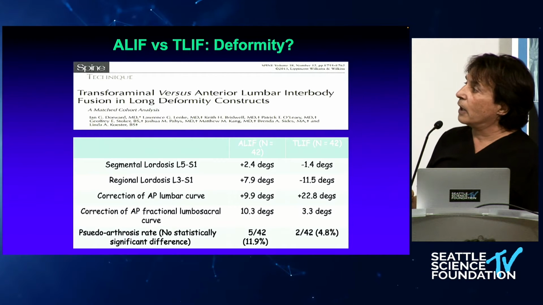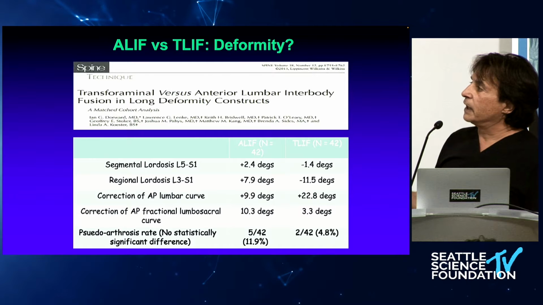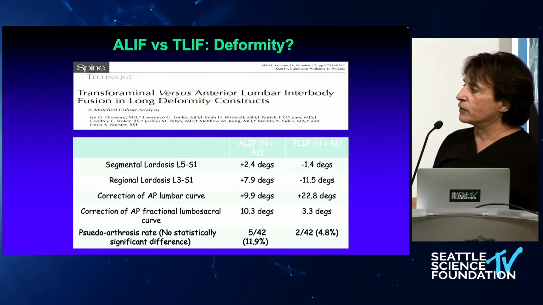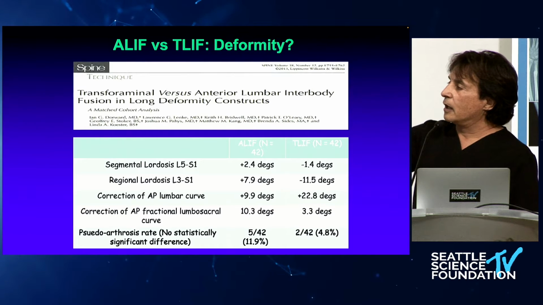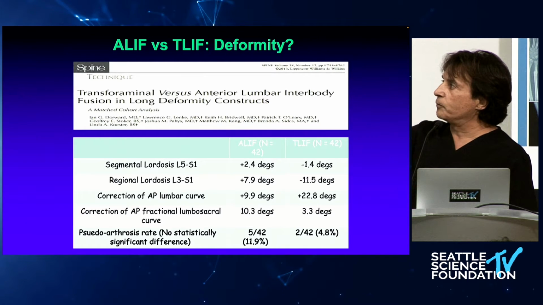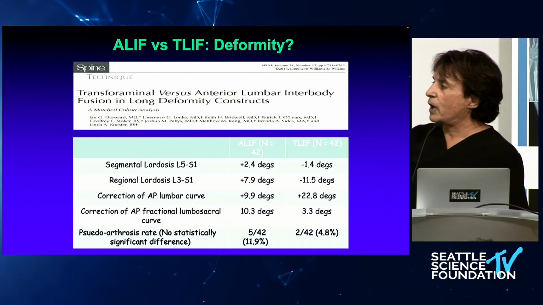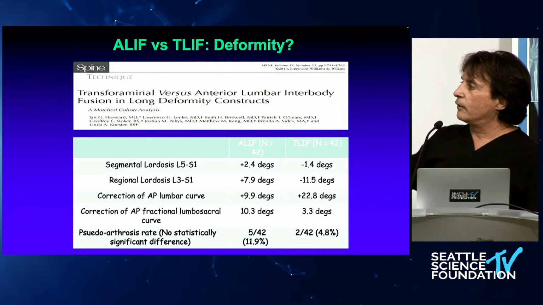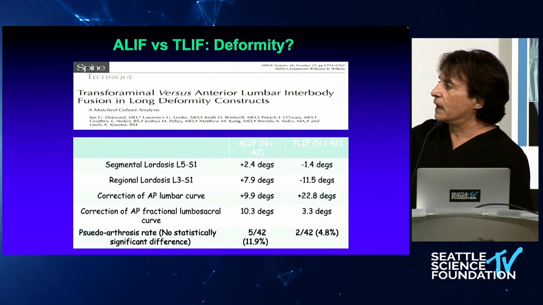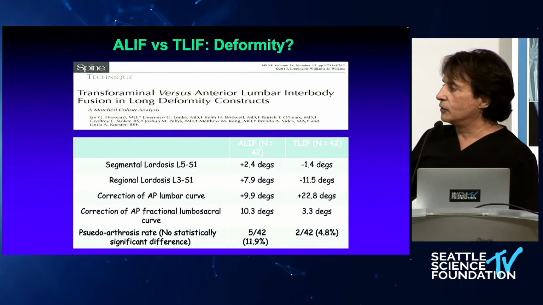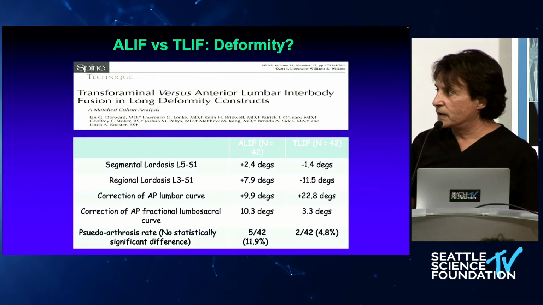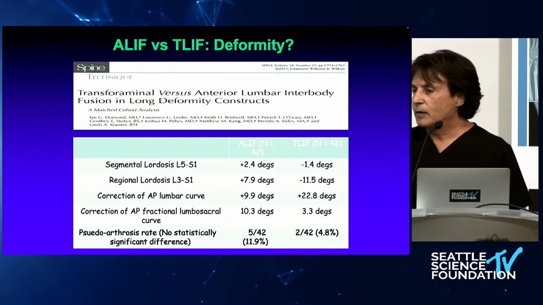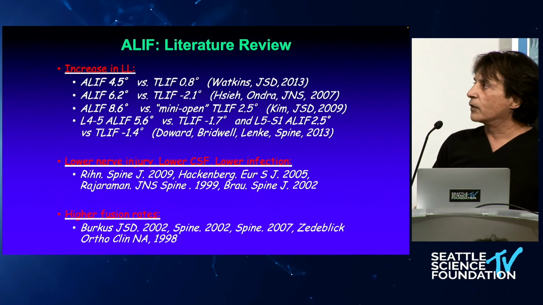What about ALIF versus TLIF in establishing those ever-important lordosis? And you could see the improvement of segmental lordosis, regional lordosis, correction of AP lumbar curve of ALIF versus a TLIF approach. And you could see at the bottom the pseudoarthrosis rate. Actually, in this study it is not as promising, but I can assure you that it is higher with an ALIF approach.